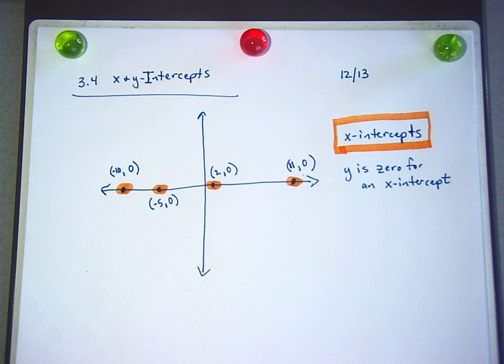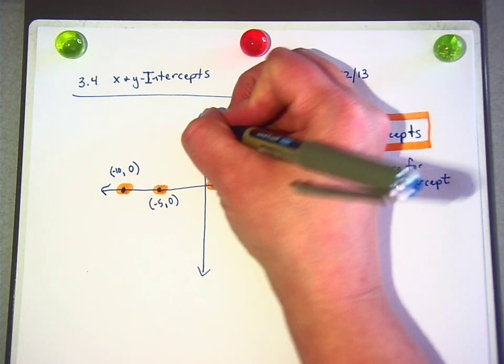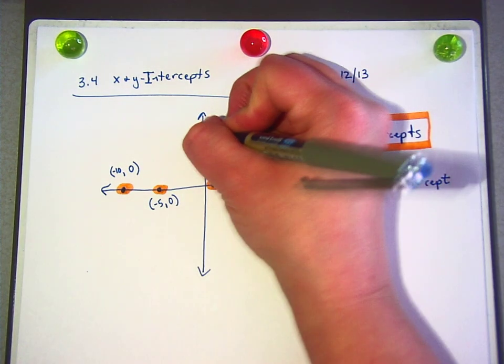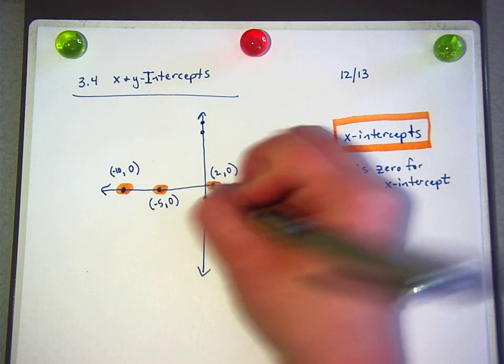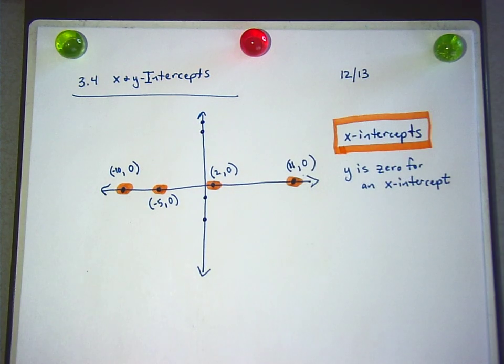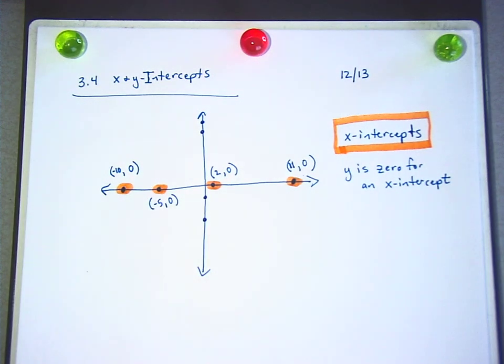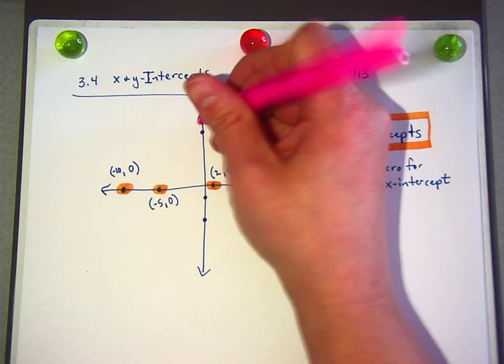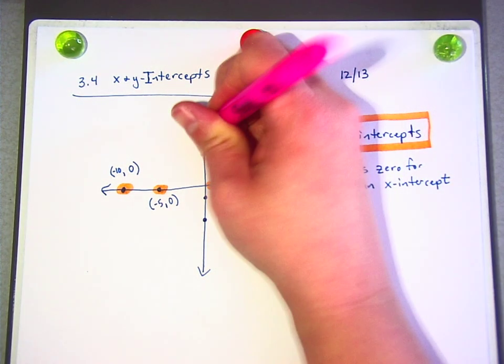All right, next up, let's go the other way. What are these called, do you guys think? These are y-intercepts here.